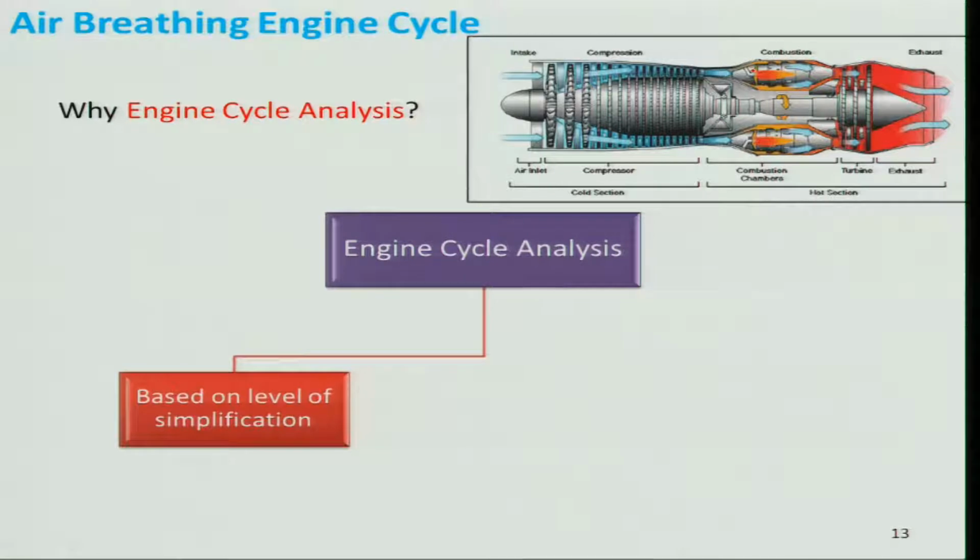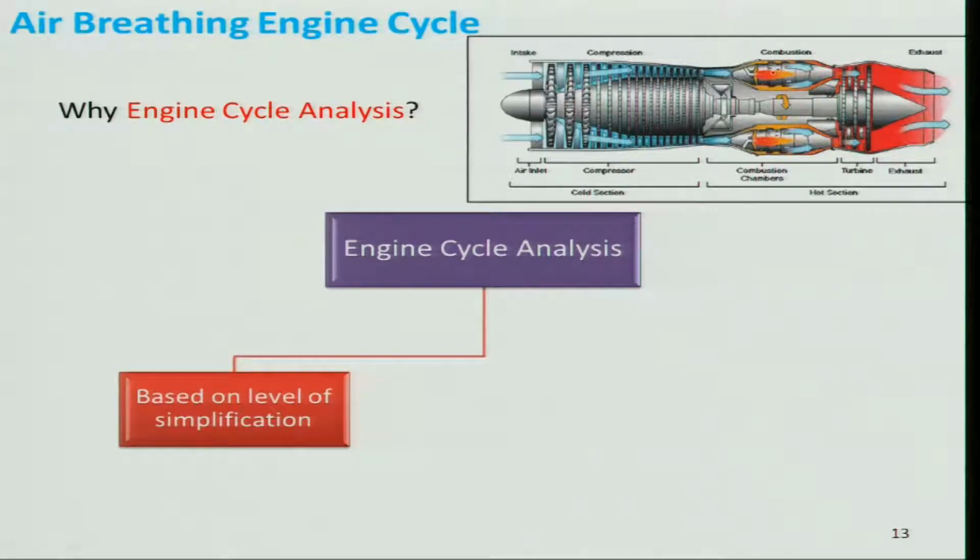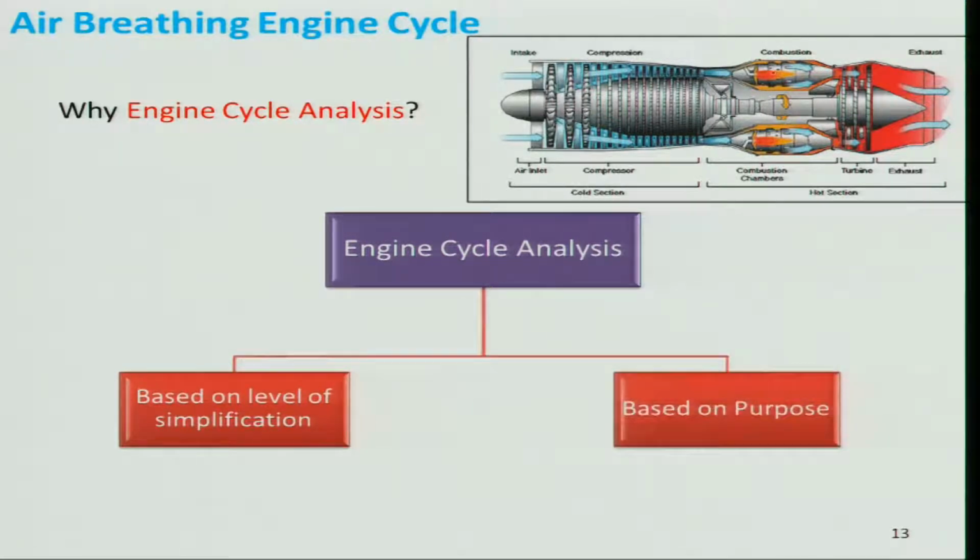What will we be doing? We will make some assumptions: we will assume the processes are ideal. That means, as if air is moving, nothing else is there, no combustion, no change of properties, and the processes are isentropic in nature in a lot of places, like compression, expansion, and others. There is no pressure drop in combustion. All those things we will be using, and that is a simplification, and the other one is based on purpose.